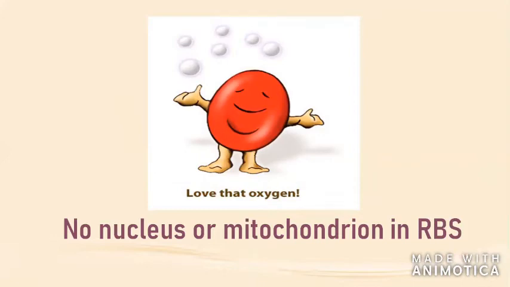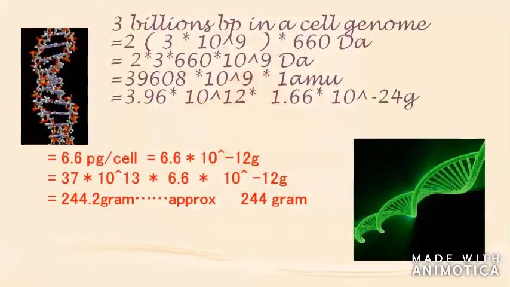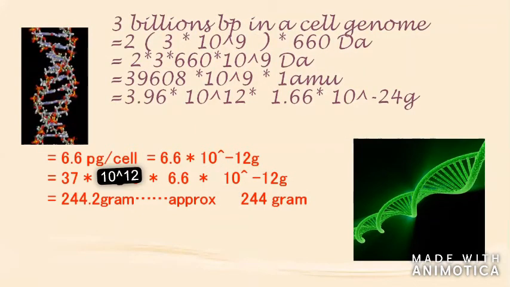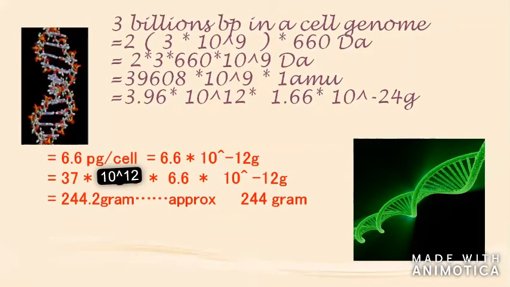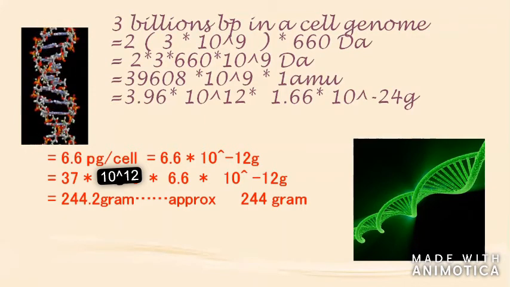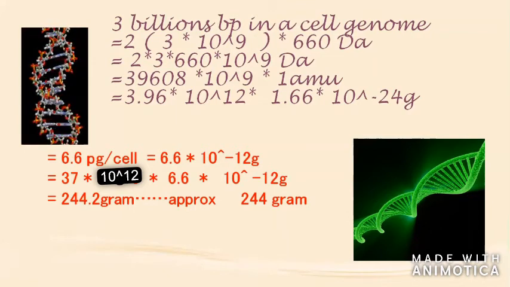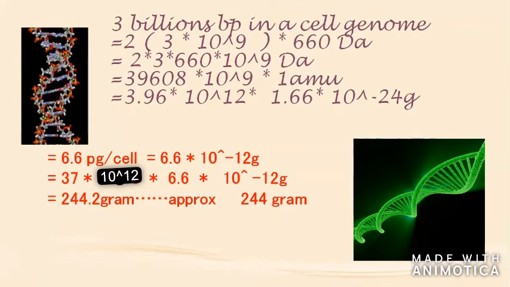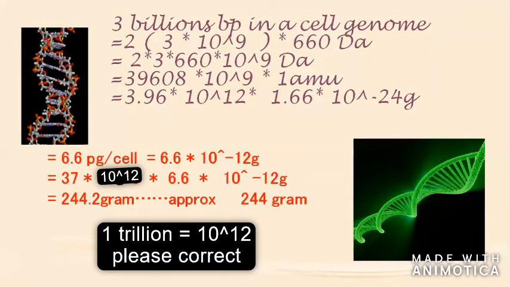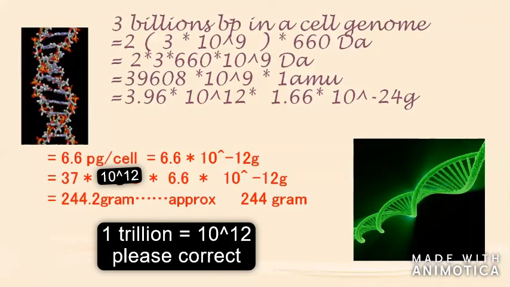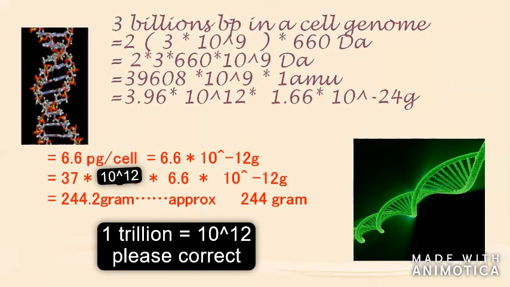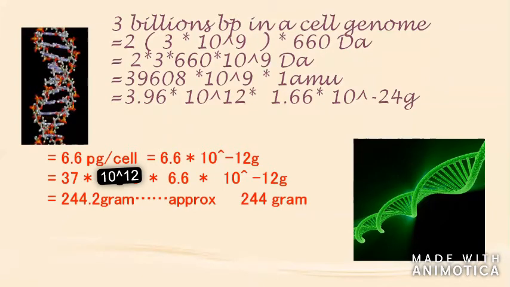So finally we shall have the product like this: 3.96 * 10^12 after simplification, into 1 AMU, that is 1.66 * 10^-24 gram. So that is 6.6 picogram. Pico is a unit, that is 10^-12 gram. Now 37 trillion cells will be there. So 37 * 10^13 * 6.6 * 10^-12. Finally we shall have approximately 244 gram.